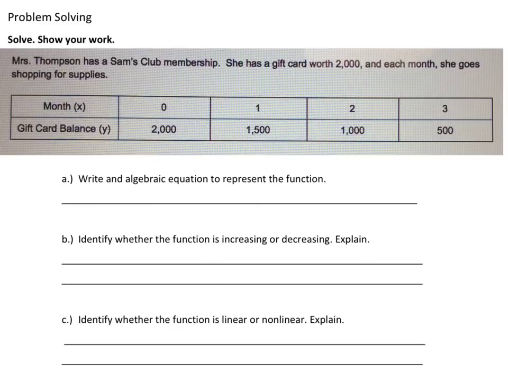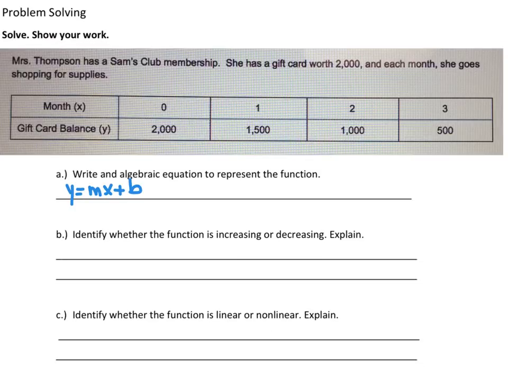To do that, we would need to put this in slope-intercept form, y equals mx plus b. So we need to find the slope, or the rate of change, and the y-intercept. So let's look at the table. It seems to be, in the x values, increasing by 1 each time. And in the y values, it is decreasing by $500 each time she goes shopping.